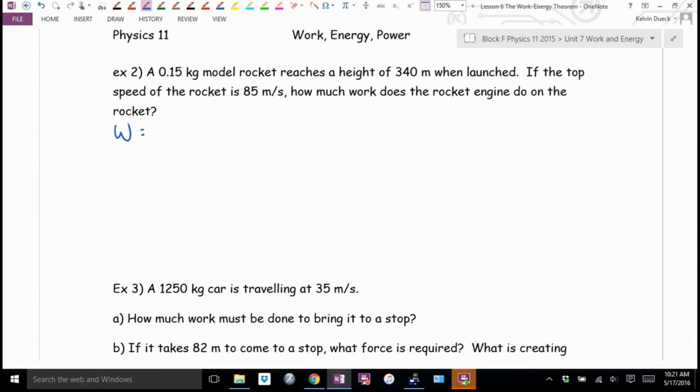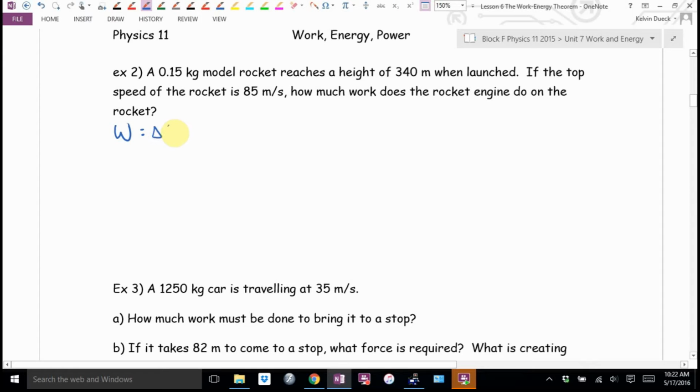Oh, well, work is force times distance. Clearly, I see a force in newtons somewhere, don't I? No? Okay. I do see a height, a distance, but I don't see a force. I'm going to abandon that. Is there a graph, a force versus distance graph? No? Then you know what?